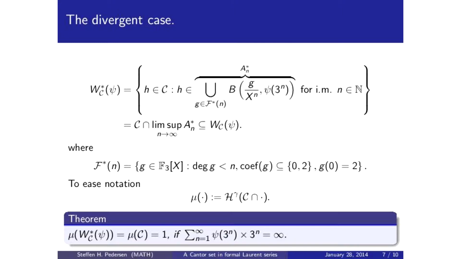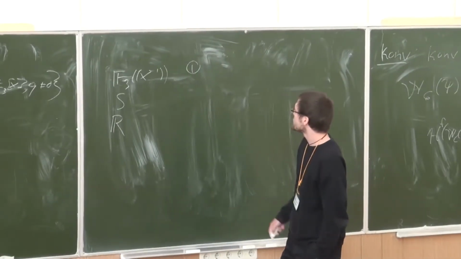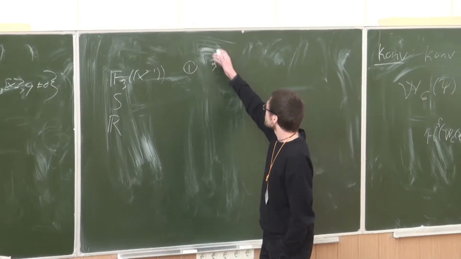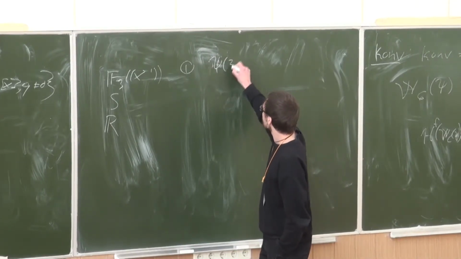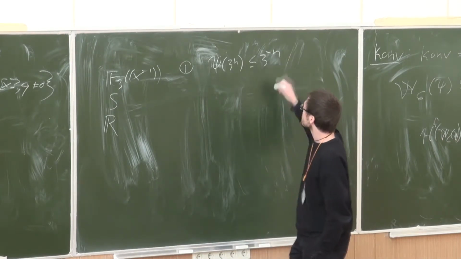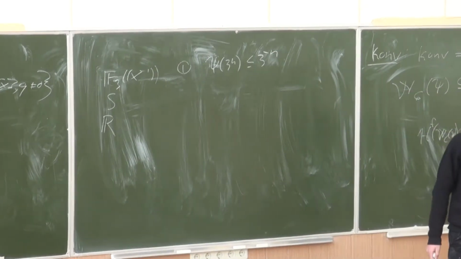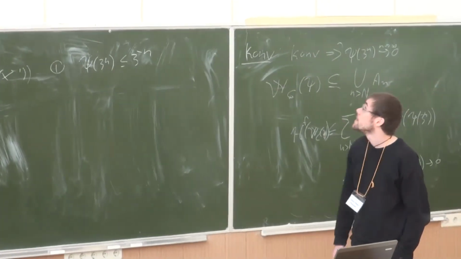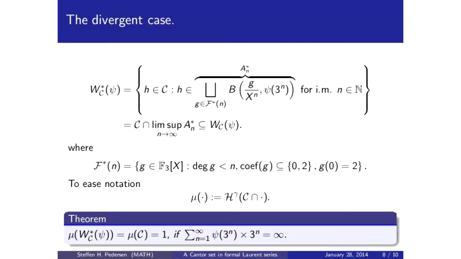So how would we compute that? Well, I will give a sketch of how we get that. So first off, we reduce to the case where psi of 3^n is more than or equal to 3 to the minus n. When we have that, the upshot is that our union is going to be disjoint, and hence the measure splits.